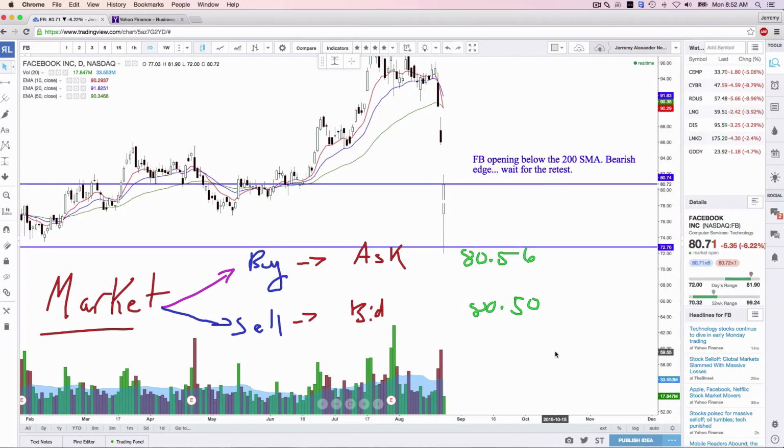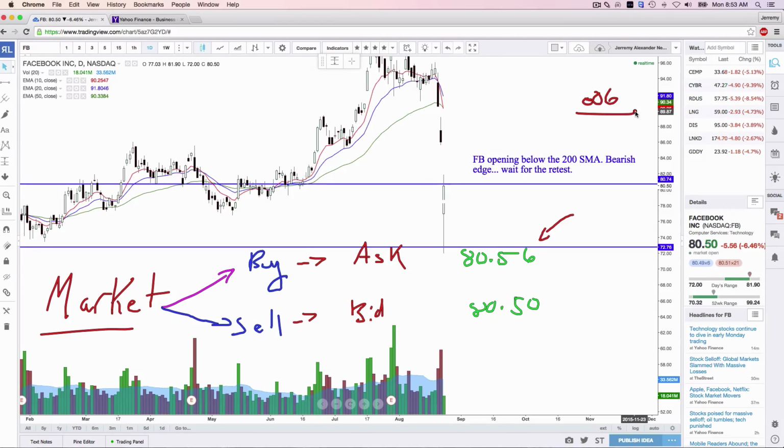$80.50. Okay? So the ask is $80.56. The bid is $80.50. So if you do a market order and you just instantaneously buy the stock, you're going to be buying at $80.56. You have a 6-cent difference. So you're automatically losing 6 cents per share that you buy. You're automatically in the hole.